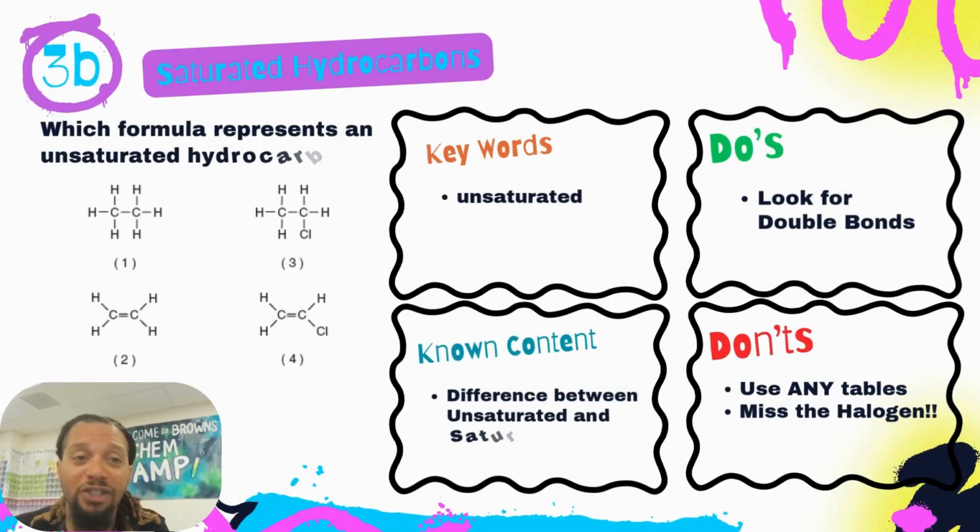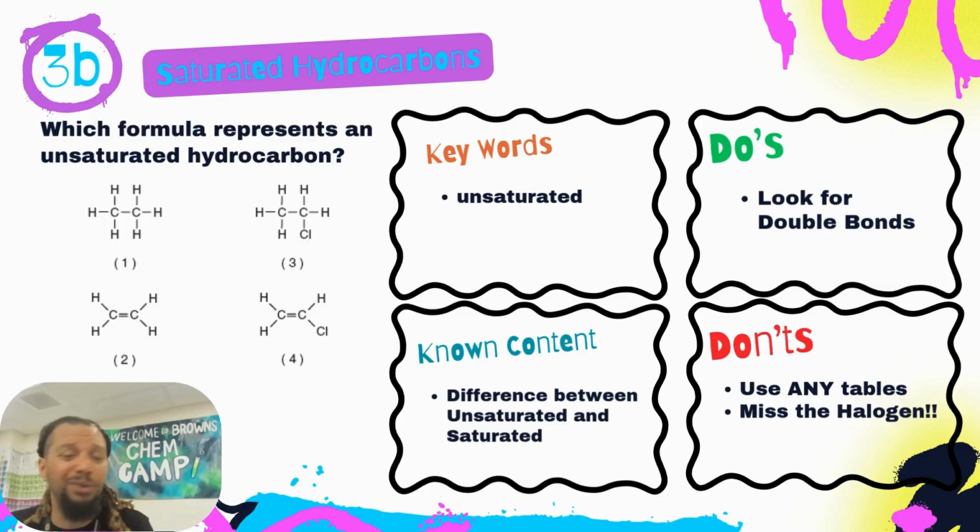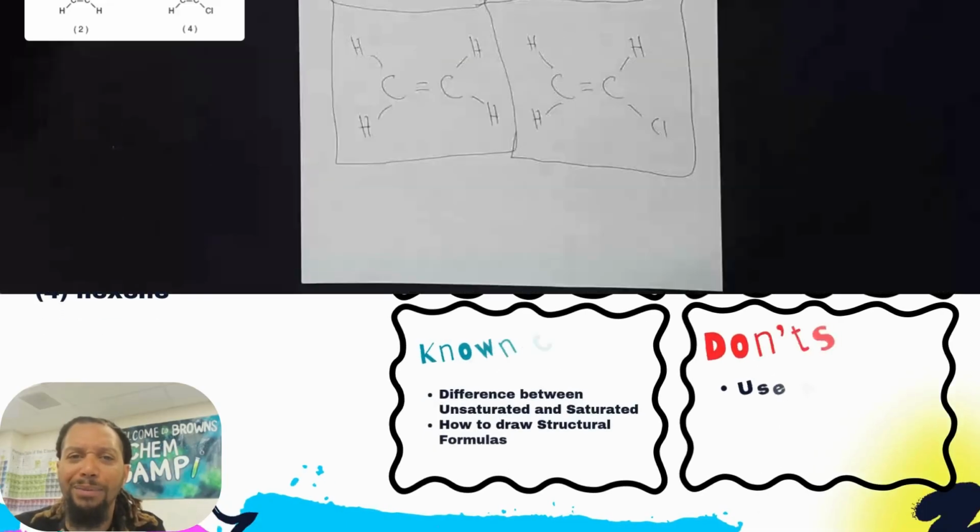In the next question, which formula represents an unsaturated hydrocarbon? So our keyword here, unsaturated. And again, we got to know the difference between saturated and unsaturated. And in this question, we don't have to draw anything. It's already drawn for us. So what we're going to do, we're going to look for double bonds, because that means it's going to be unsaturated, or triple bonds. And what we're not going to do is use any tables, and we can't miss the halogen. Halogens are not hydrocarbons. They are branch off. So let's work it out.